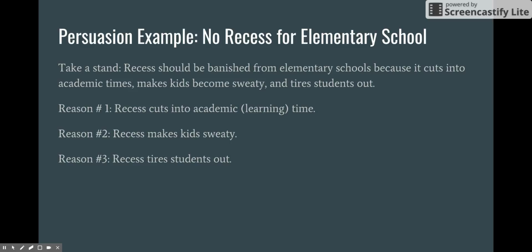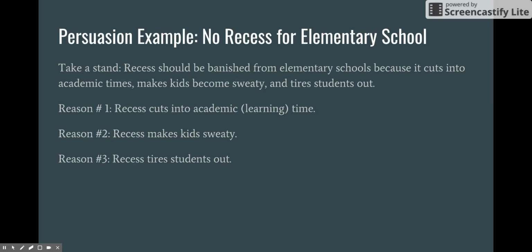So I'm going to give you an example here. And it's not a very popular one. I've used this with my class several times. In third grade and below, obviously we have recess. However, I can play devil's advocate and make the case to not have recess anymore. So my persuasion example is no recess for elementary school.